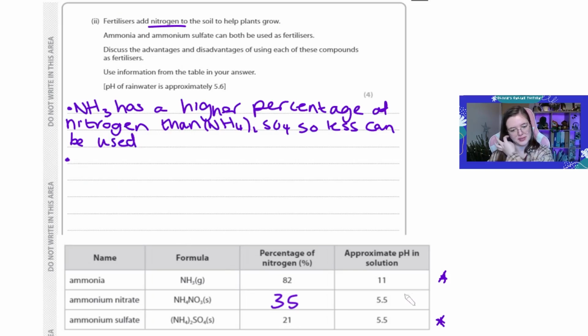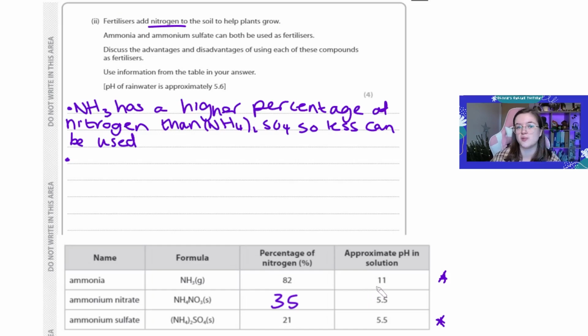And then what else can we say? Let's say about the pH. So we've been told that ammonia has a pH of 11, which is very high, isn't it? Much higher than what it normally would be for things like normal soil or rain. And then ammonium sulfate has a pH very similar to rain, only off by 0.1, right? So ammonium sulfate shouldn't change the pH of the natural soil because the rain is going to determine the pH of the soil. That's going to affect the soil most often. Whereas this one, pH 11, massive, right? And it's too high a pH.